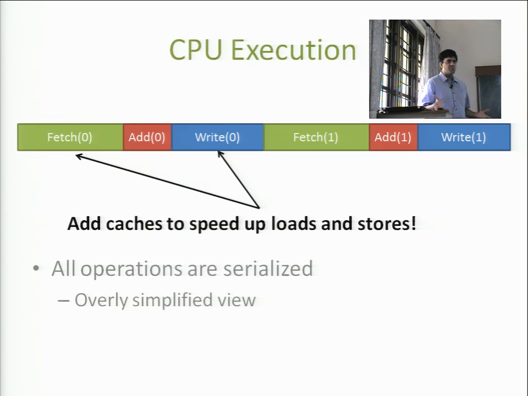So it turns out that most programs will read things that they've recently read very soon again, right? It's called locality. And also they will read things close to what they've already read. So this first one is called temporal locality, the second one is called spatial locality. So CPUs basically add caches to speed up these loads and stores.